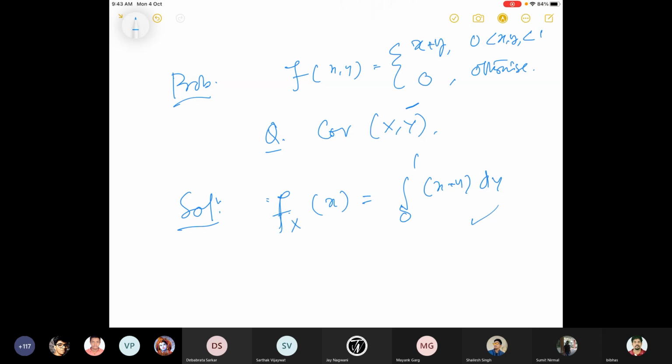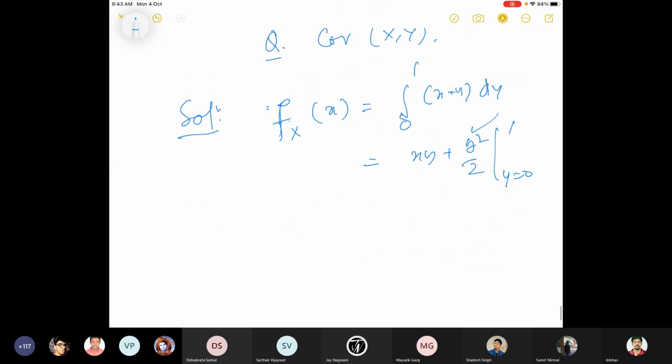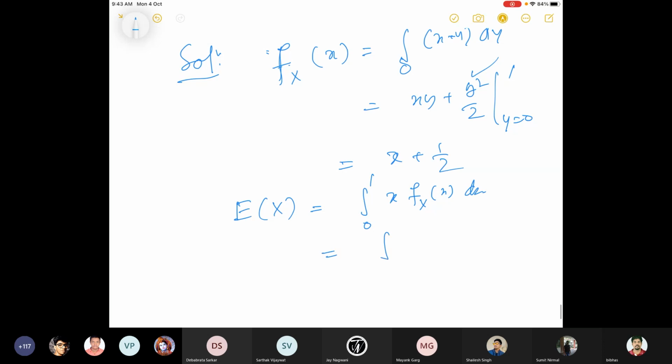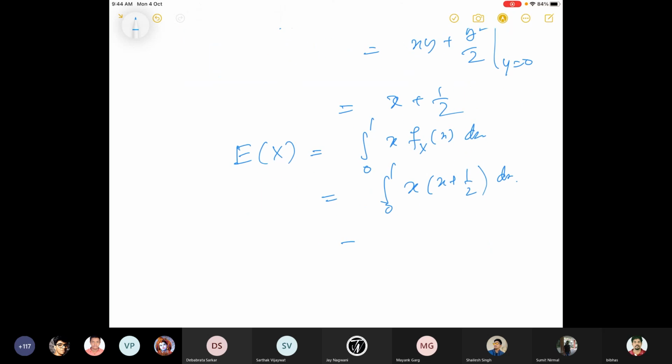Okay, which will be something. Okay, let me calculate it. This is the integral from 0 to 1 of xy plus y square by 2, from y equal to 0 to 1. So this will be x plus half. Then what is E of X? It is the integral from 0 to 1 of x times f of x dx, which is the integral from 0 to 1 of x times (x plus half) dx. So x square plus x by 2.